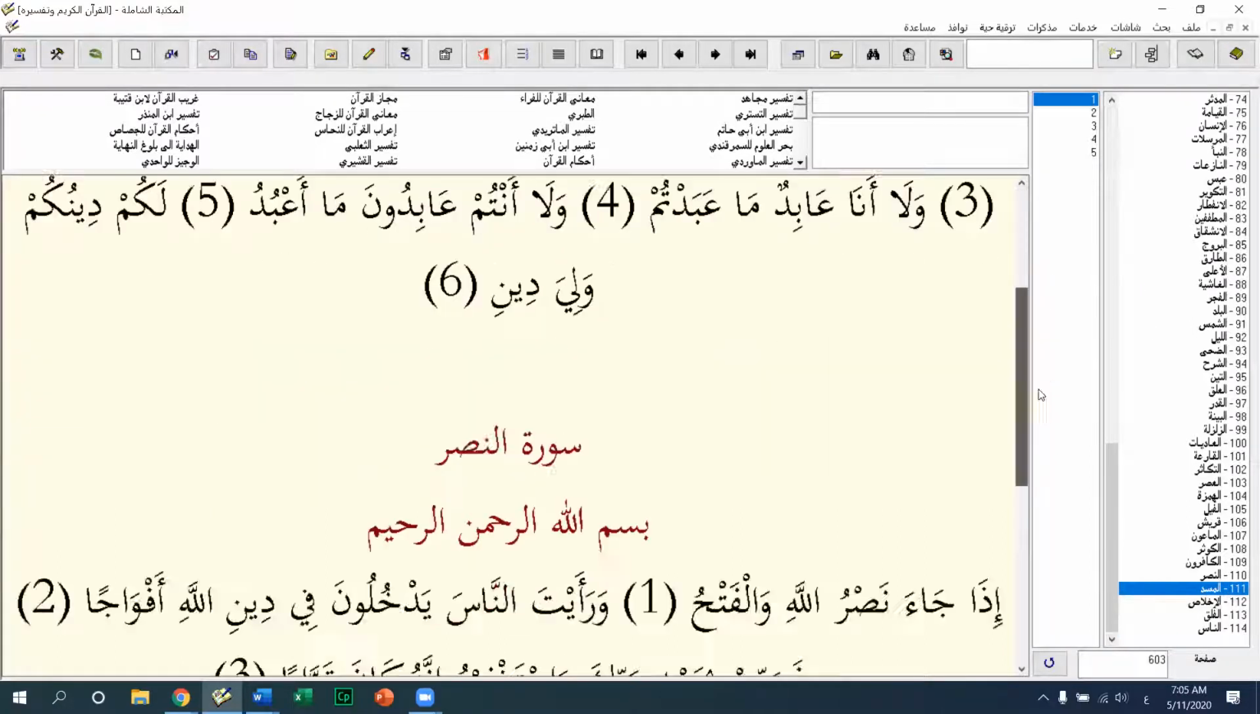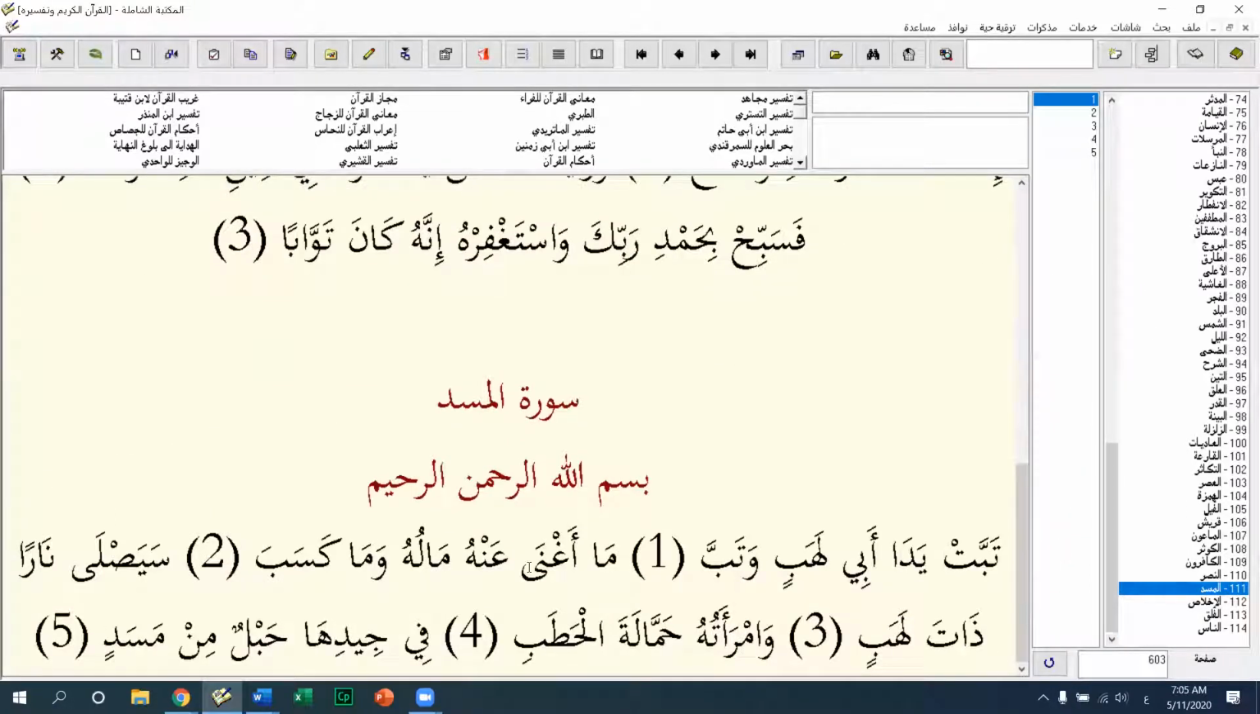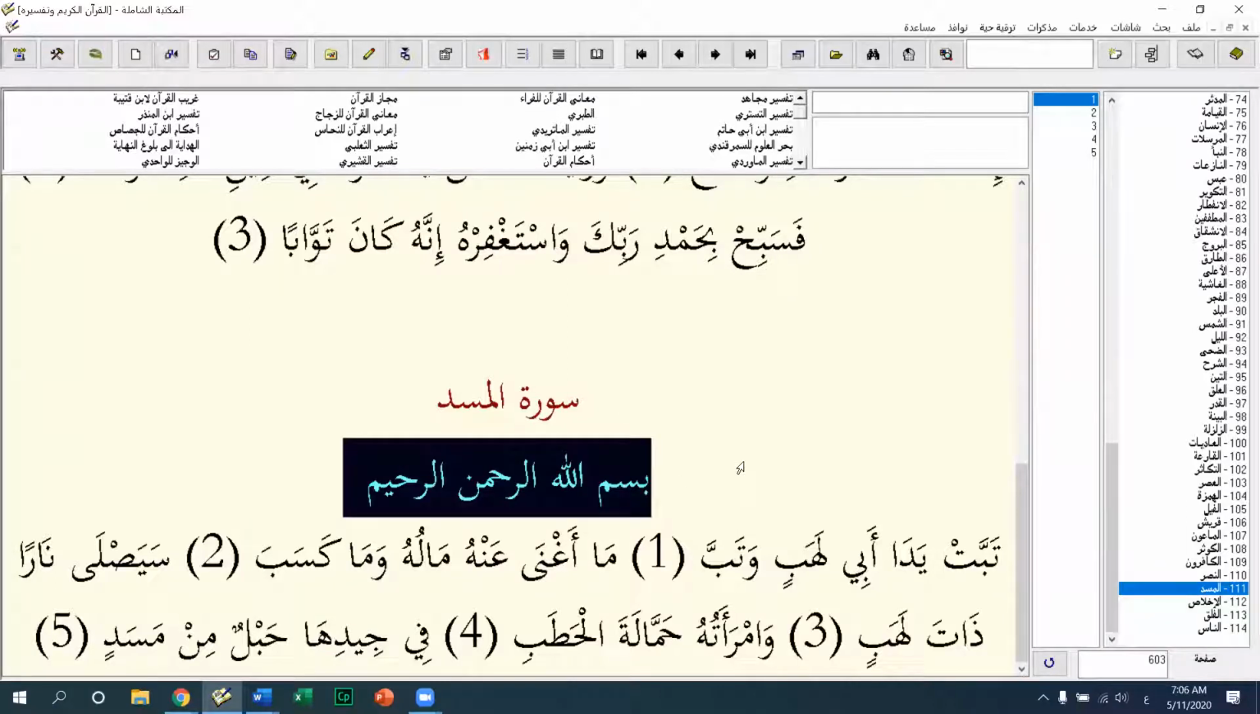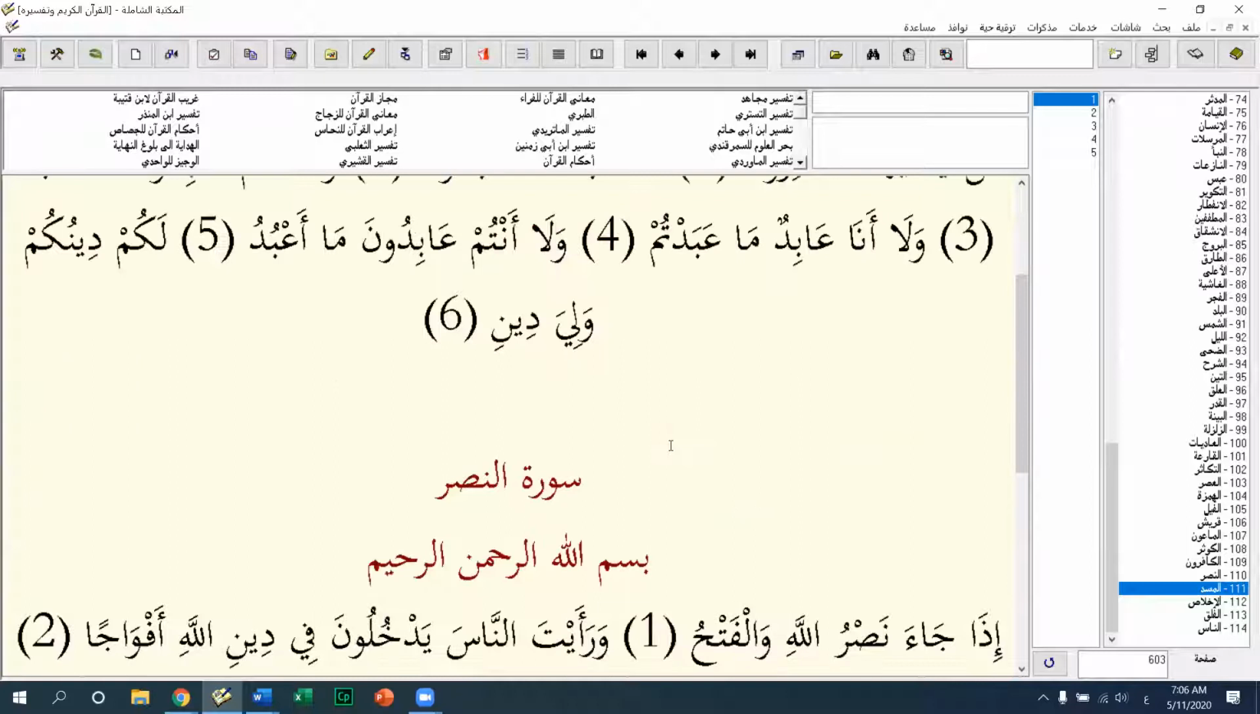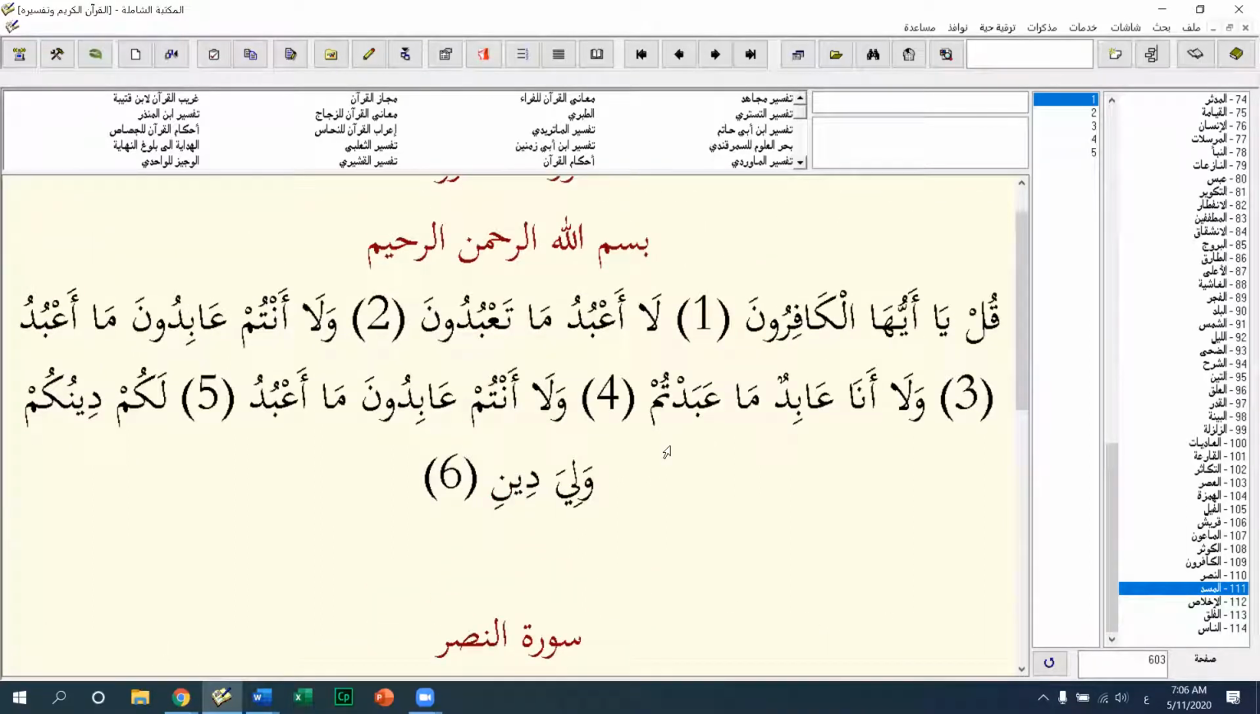Masad, Suratul Masad. We have kasaba, يكسب. The rest of the verbs are difficult verbs. You don't have to worry about them. Are different verbs. جاء نصر. دخل يدخلون. دخل يدخل. هم يدخلون. ورأيت الناس يدخلون. سبح and استغفر are in different patterns. We'll touch those next week, inshallah.